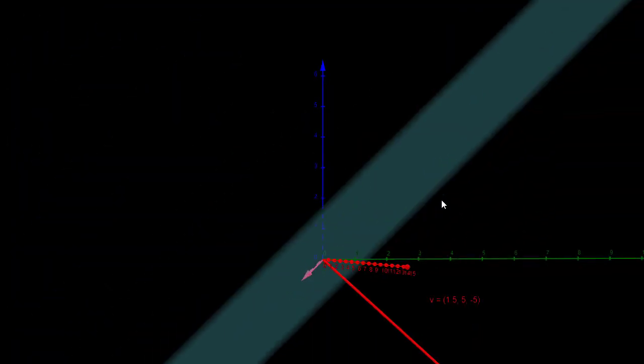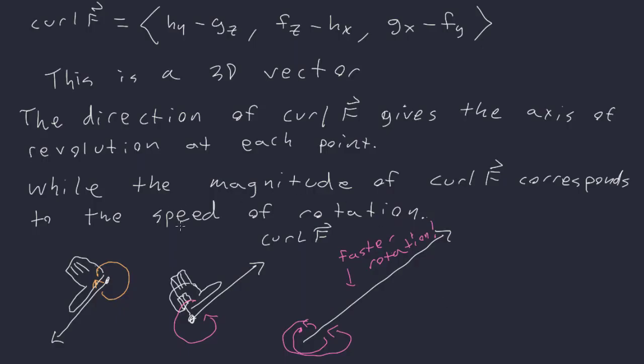All right? And so this is essentially what the curl gives us. And so the higher the magnitude, the faster the rotation, and wherever that vector is pointing, that tells us what orientation we're revolving around. Okay, so that's essentially what this vector gives us when it spits out a vector.